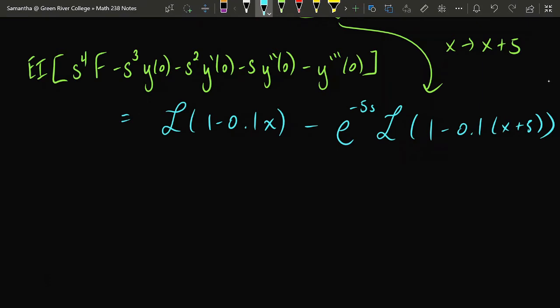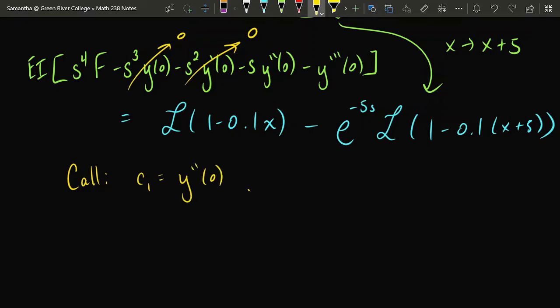Now in my initial conditions, because the beam was embedded, I know that y of 0 is equal to 0, and y prime of 0 is also equal to 0. But what's interesting about this problem is that, as of this moment, the values of y double prime and y triple prime at 0 are actually unknown. So for short, I'm just going to call C1 the value of y double prime of 0, and C2 the value of y triple prime of 0.